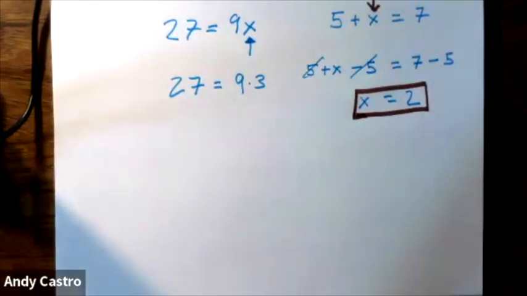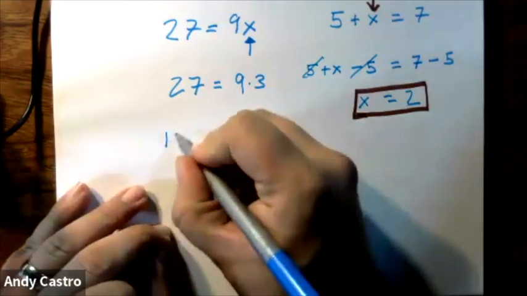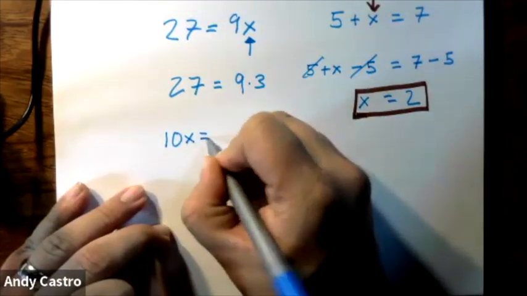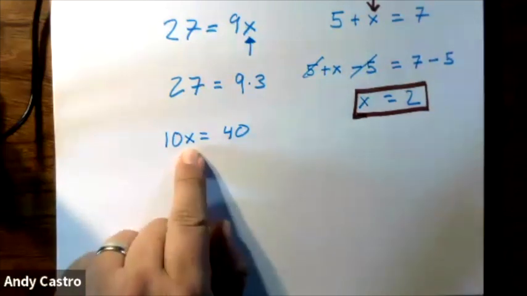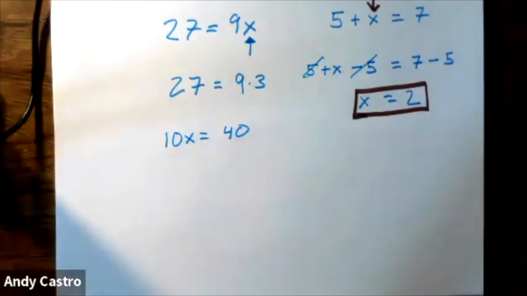All right. So let me pick out another one for us to do. Go ahead and do this one on your own. 10 times x is equal to 40. What does x have to be?